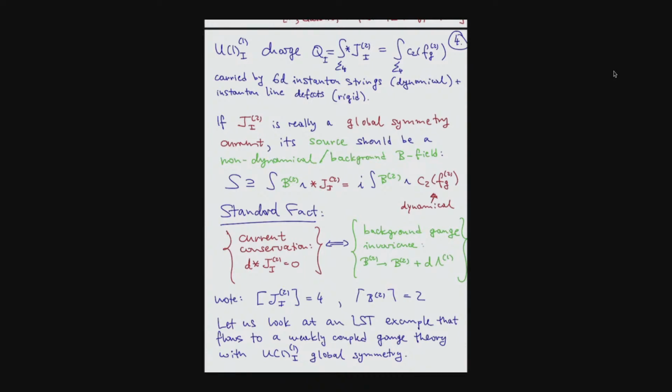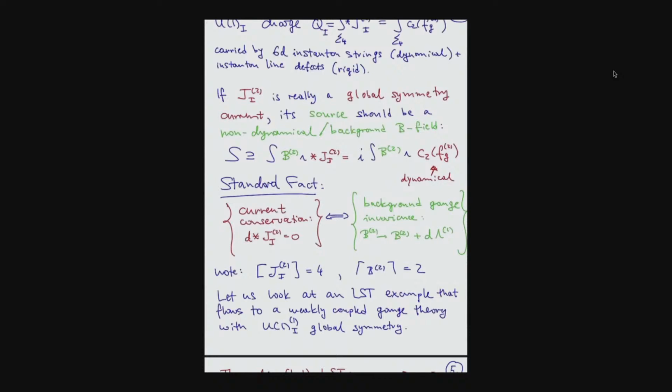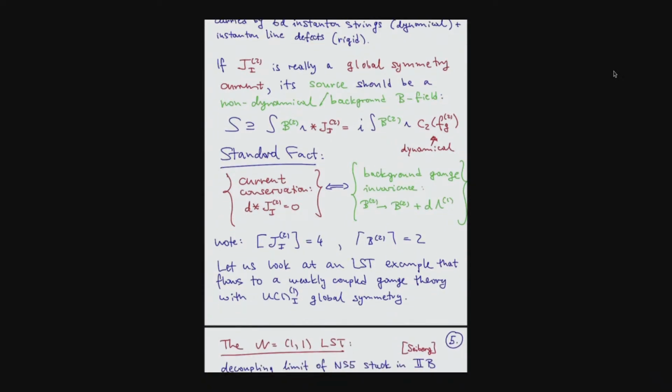Here we're in 6 dimensions. Now, this 1-form symmetry is really a global symmetry. It's not a gauge symmetry. And this is its conserved current. If it is really a conserved current for a global symmetry, it should couple to a non-dynamical background gauge field. And because this is a 2-form current, that gauge field has to be a B field. So this is by now pretty standard. And so we're going to couple our instanton currents to the B field.